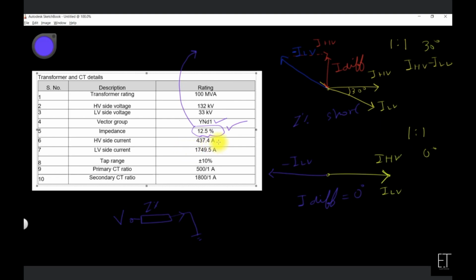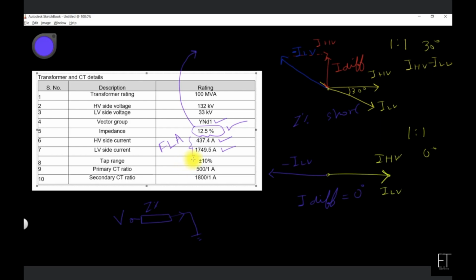So here you can see this is the HV side current. In the next lecture we will also calculate how this HV side current is calculated, and the LV side current is shown here, which is 1749.5 amps. So you can see there is a difference between HV and LV currents. This is called full load amperes, FLA, full load currents. This is the maximum current a transformer can supply, or the transformer can be loaded up to these amps, plus the overload if it is allowed.